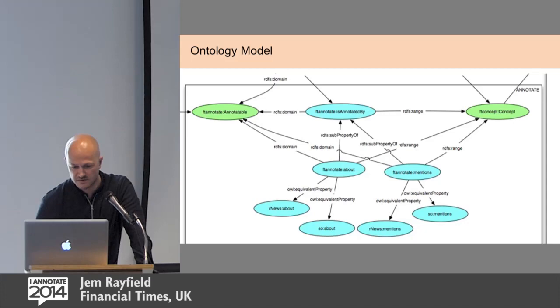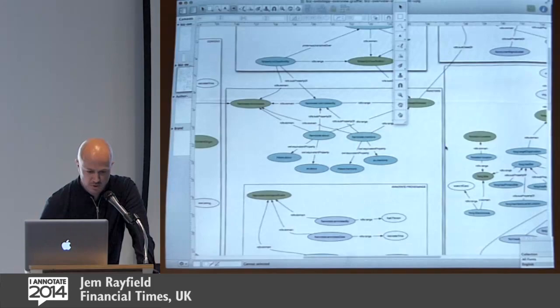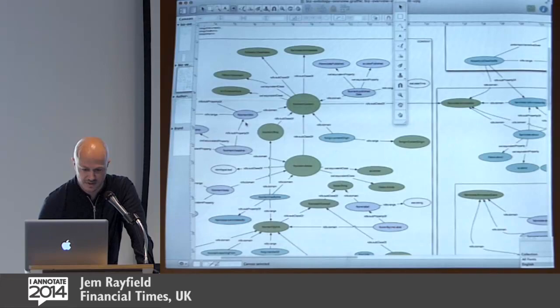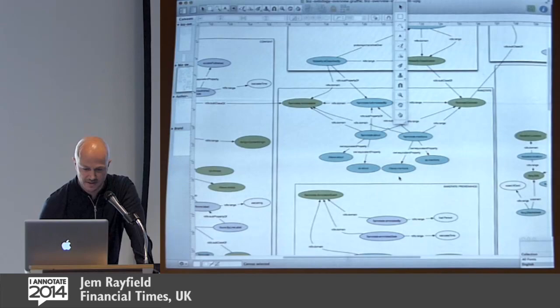I have a richer diagram which shows you the scope of what we've been modeling. As well as modeling our content, in terms of blogs, articles, videos, images, etc., we can annotate those. We have a simple annotation ontology that allows us to join those pieces of content, anything that's annotatable, to something in the real-world domain.